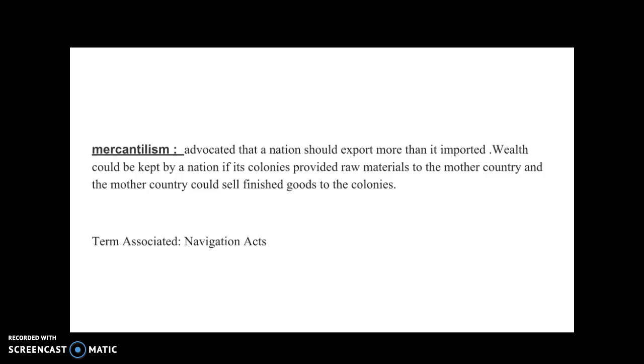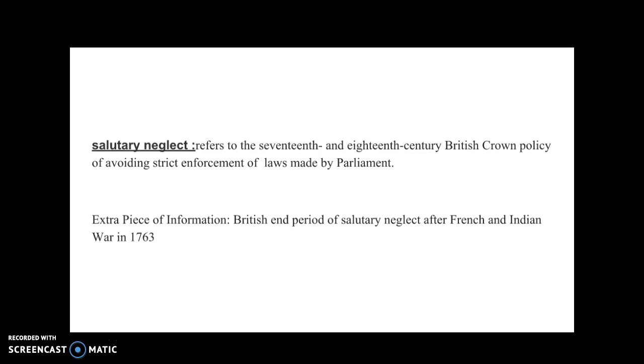We will talk about this when we start looking at colonial economies, when we start talking about the relationship that the British had with their colonies. And then last but not least, salutary neglect. An extra piece of information that you can include with this is that the British end the period of salutary neglect after the French and Indian War in 1763, and then they start to really strictly enforce the laws made by Parliament, and this is going to cause resistance, and this will start the lead up to the American Revolution.